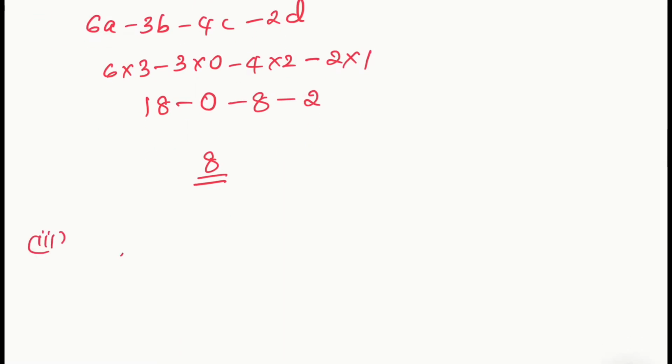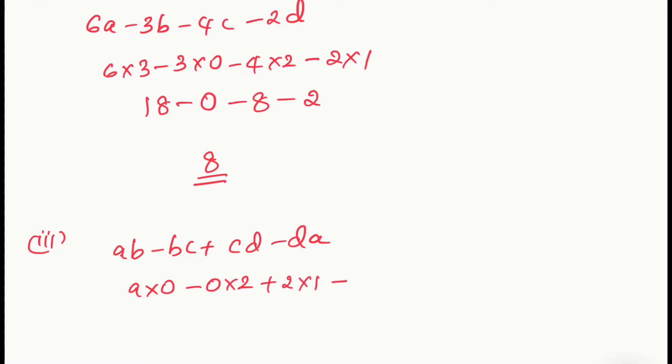Third one, AB minus BC plus CD minus DA. AB is 3 into 0 minus 0 into 2 plus 2 into 1 minus 1 into 3. So what do you get? 0 minus 0 plus 2. 2 minus 3 is equal to minus 1.